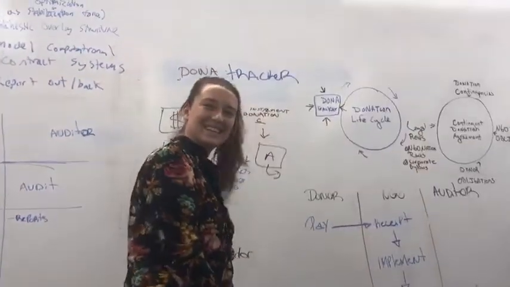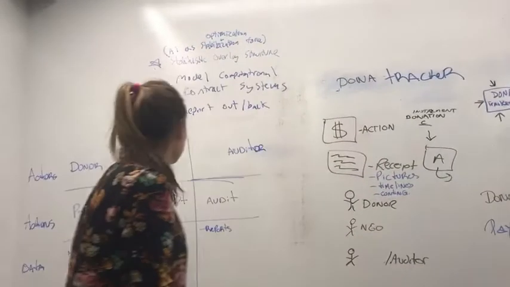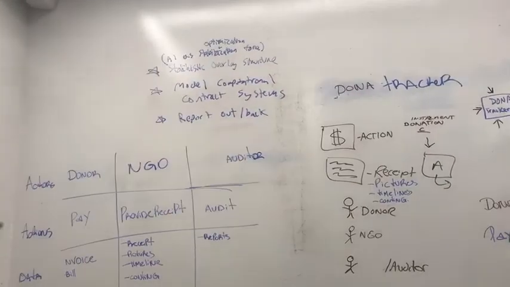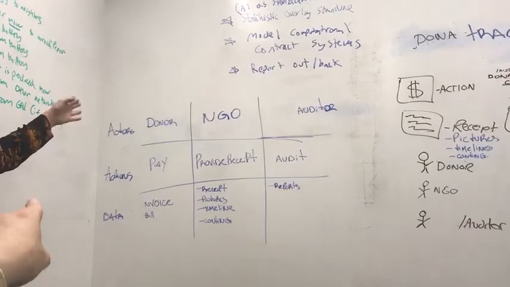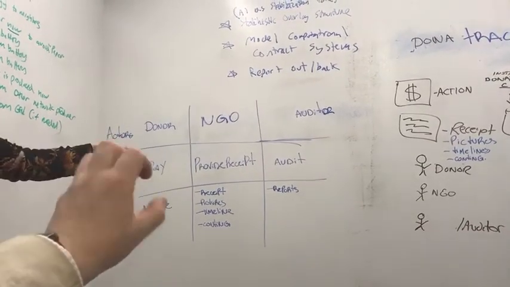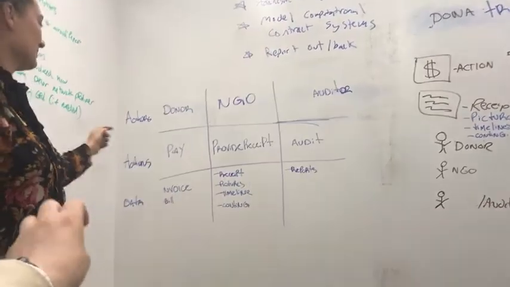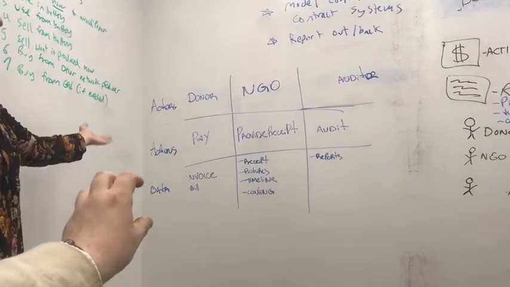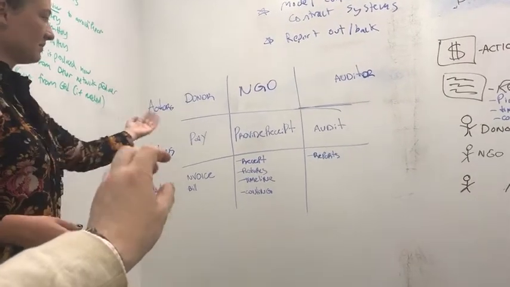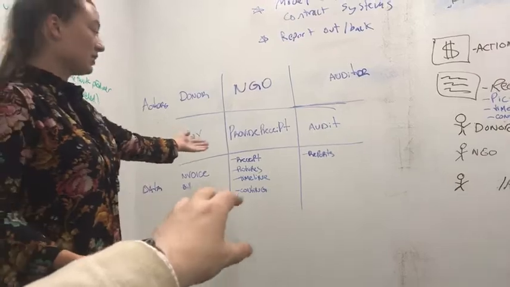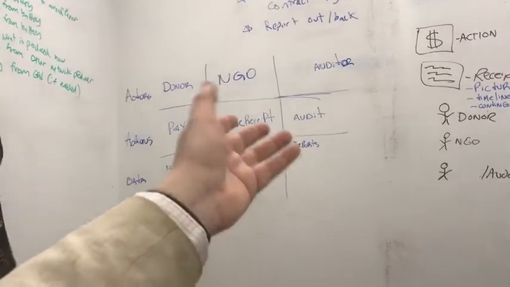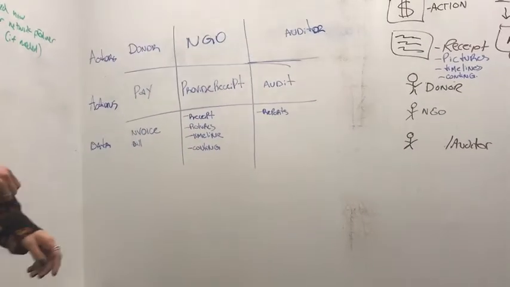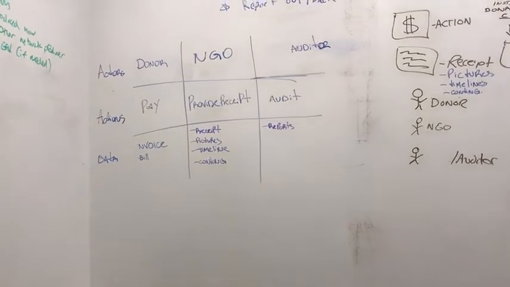All right, good stuff. So over here on the left, you've got the actors on the top: donor, NGO, and auditor. We have the actions: payment, provide receipt, audit. We have the data. That would be like the data in an invoice and billing, receipts, timelines, and some photos perhaps. Auditors provide reports, of course, and sometimes they note exceptions and things like that.